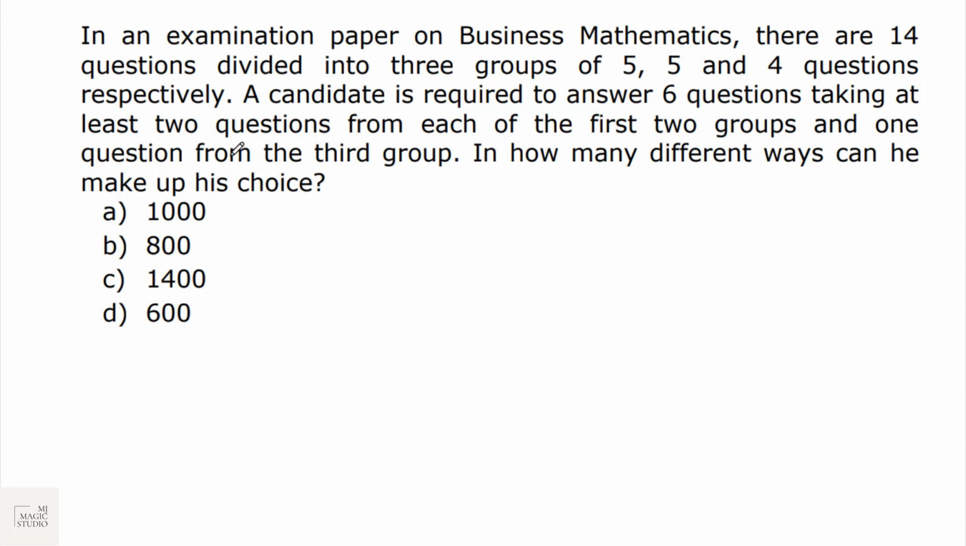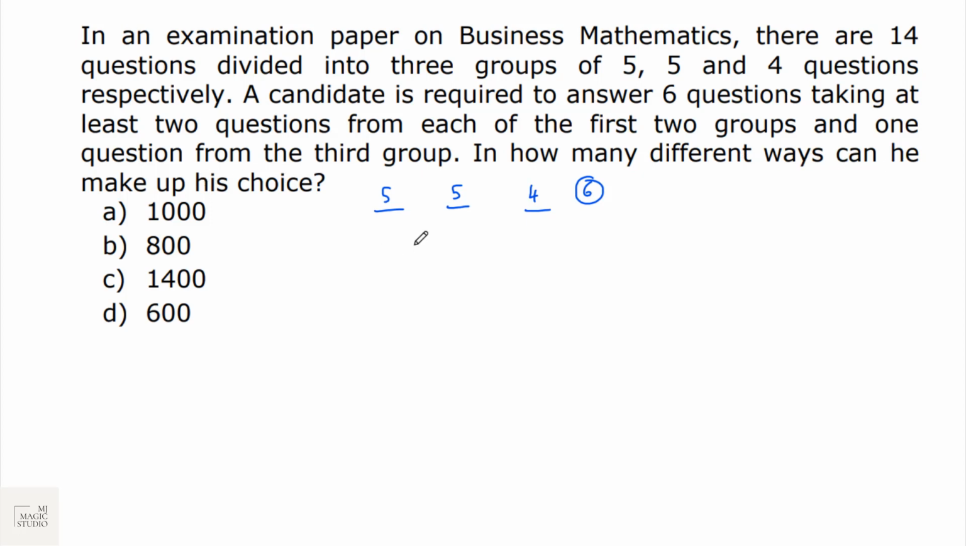Let's read this. In an examination paper on business mathematics, there are 14 questions divided into 3 groups of 5, 5 and 4 questions. A candidate is required to answer 6 questions, taking at least 2 questions from each of the first 2 groups and 1 question from the third group. In how many different ways can he make up his choice?